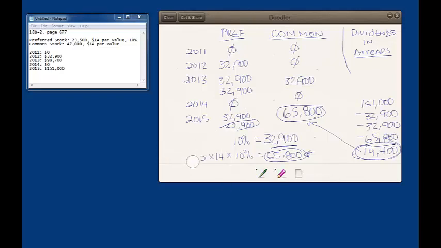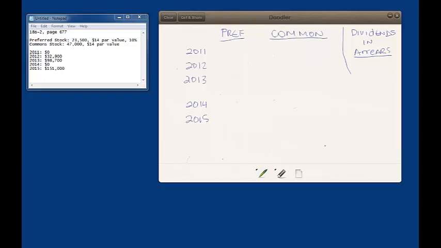So the totals, I'm just going to erase some of this down here. In 2015, we'll do some grand totals here. 2015, the preferred stockholders get a total of $65,800, and the common stockholders get a total of $85,200. Okay? Now we have situation 3. The preferred stock is cumulative and fully participating. And as you might have guessed, this is the most complicated situation.